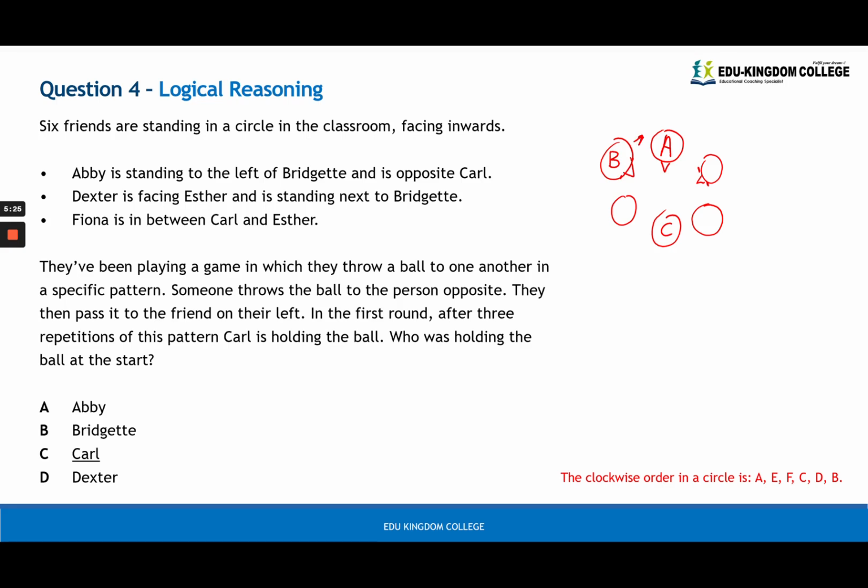Carl's here. Dexter's facing Esther and is standing next to Bridget, so the only space left for Dexter is here, facing Esther, which means Fiona must be here. So that's the round order.